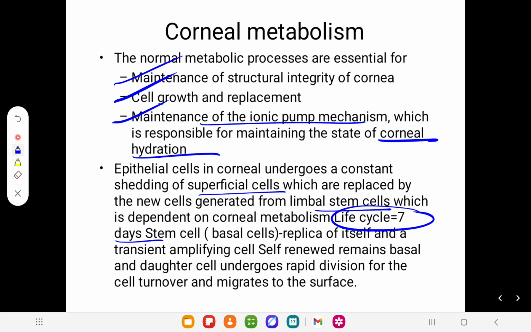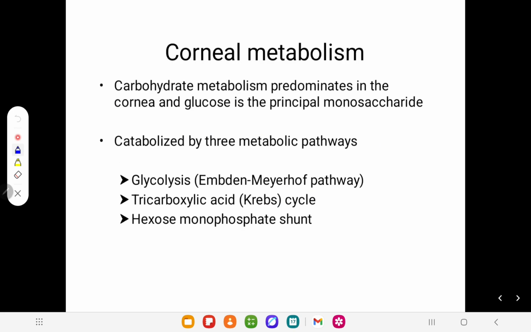If something is going on and hindering corneal metabolism, that will definitely be problematic whenever you think about wound healing, whenever you think about the endothelium pump mechanism. And slowly there will be structural damage that can be seen under a slit lamp or under other investigations, isn't it? Okay, fine, let's move further.